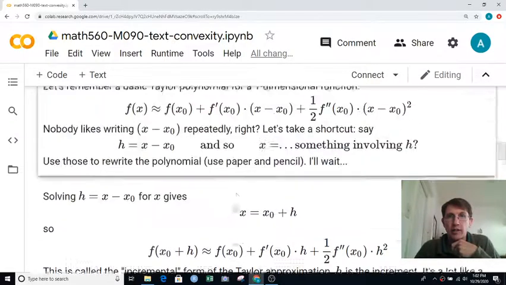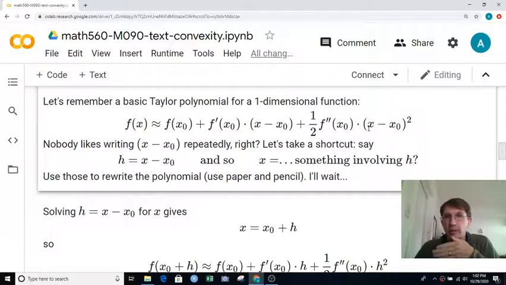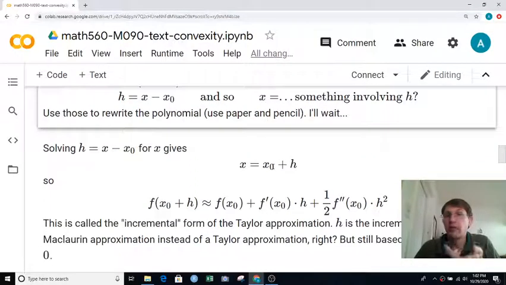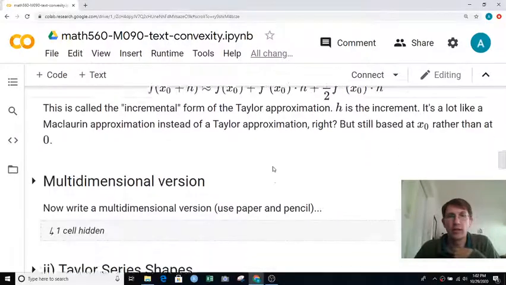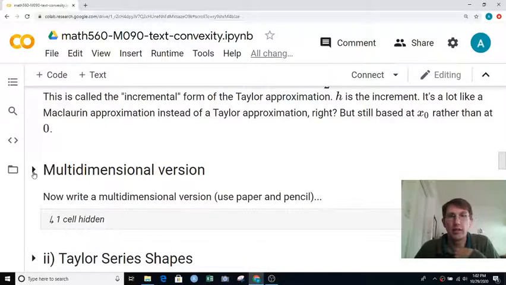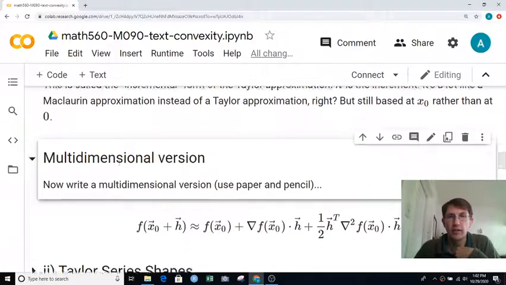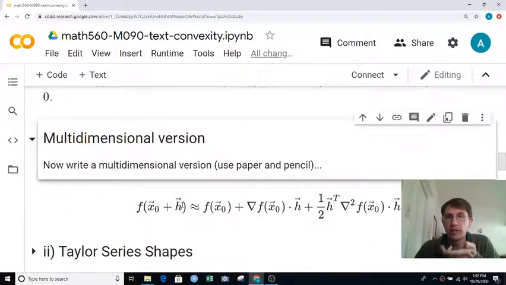Go ahead and write down the multi-dimensional Taylor polynomial, order 2, and then write an incremental form of it. Pause the video while you do all that. Okay, welcome back. So here's a multidimensional version of the Taylor polynomial in incremental form. Now that we have vectors and stuff going on, it's a lot nicer to just have that vector h there instead of x minus x0.